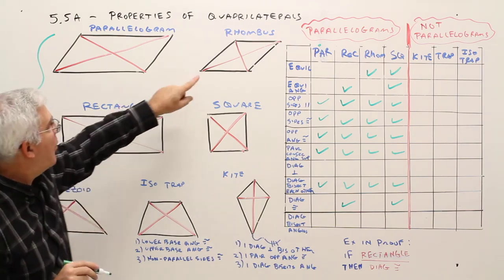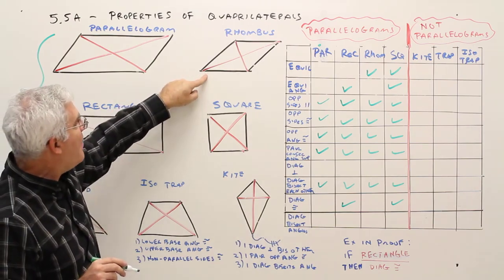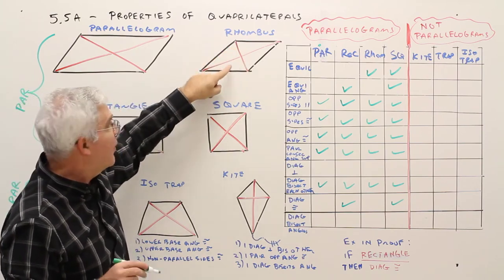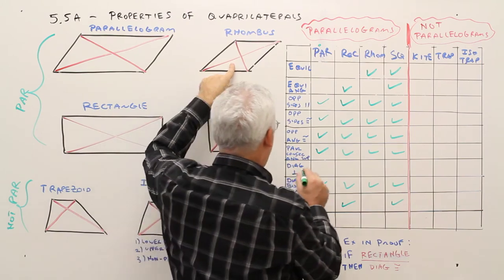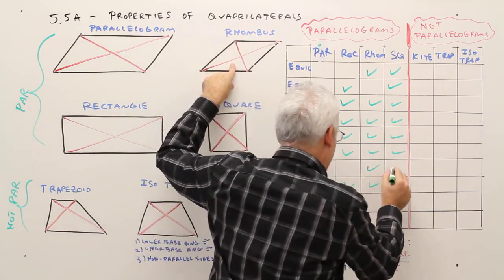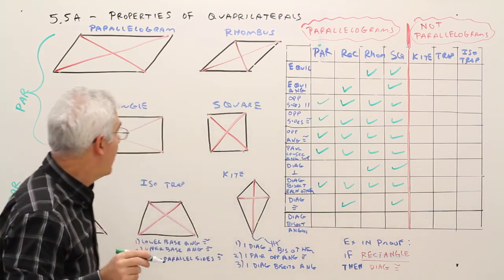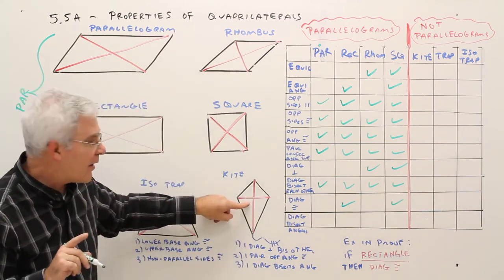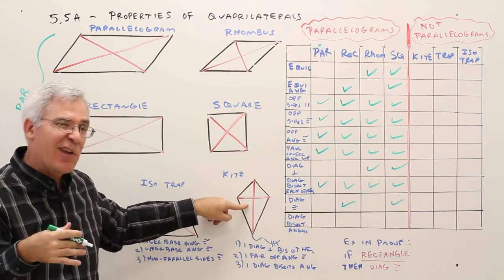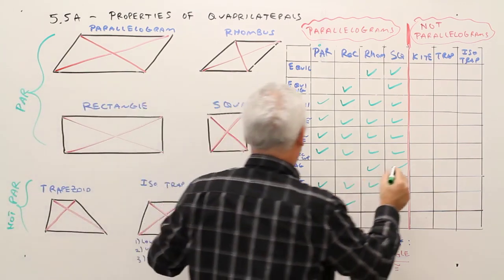Okay, let's go to rhombus. For the rhombus, it does appear as though the diagonals are perpendicular. That is the case. So diagonals perpendicular, that's the rhombus. Once the rhombus gets it, the square does as well. One more point, the kite also has diagonals that are perpendicular. So as long as I'm talking about that, I'll check mark the kite.